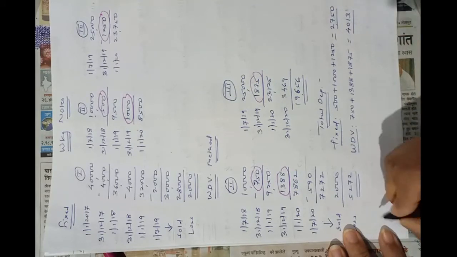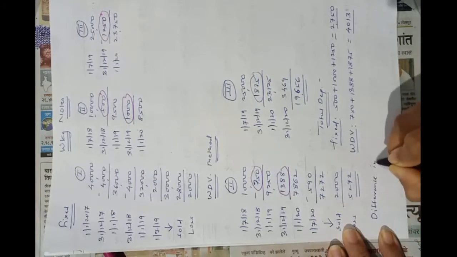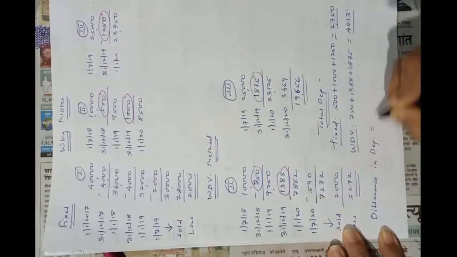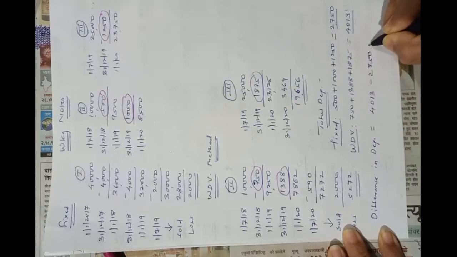So difference in depreciation is equal to 4013 minus 2750. So it is 1263.